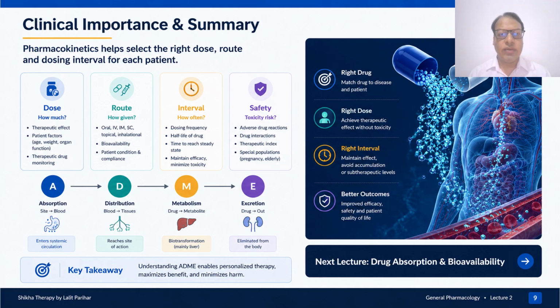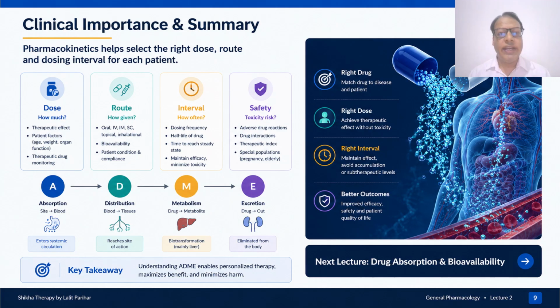Now let us quickly summarize ADME. Absorption: the drug moves from the site of administration into the blood. Distribution: the drug moves from the blood to different tissues and reaches its site of action. Metabolism: the drug is biotransformed mainly in the liver. Excretion: the drug and its metabolites are removed from the body.